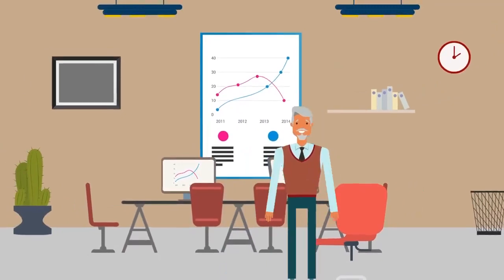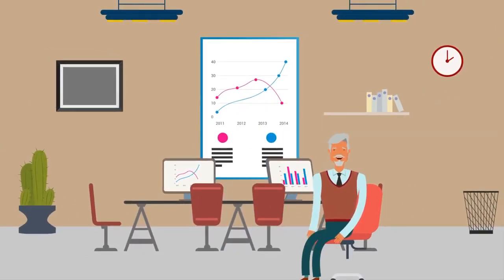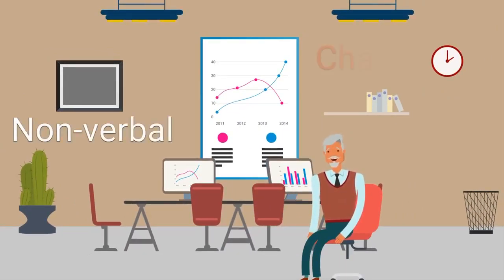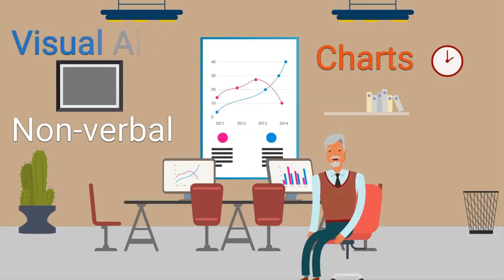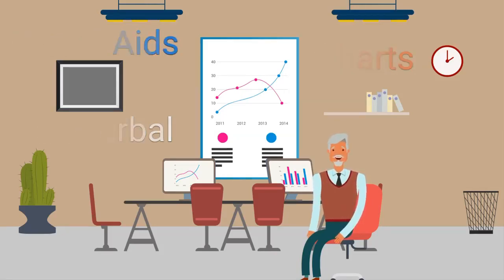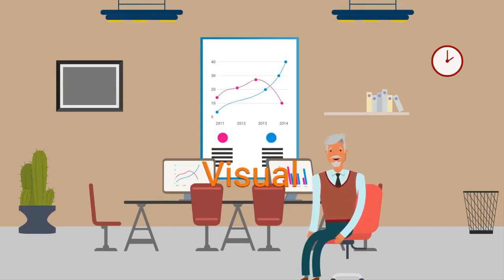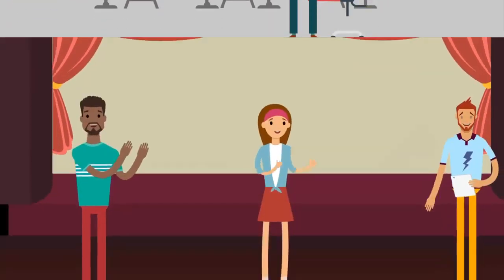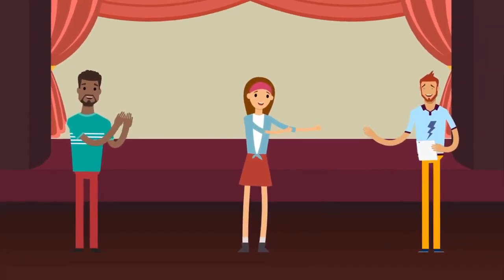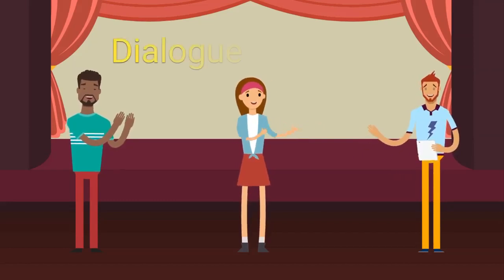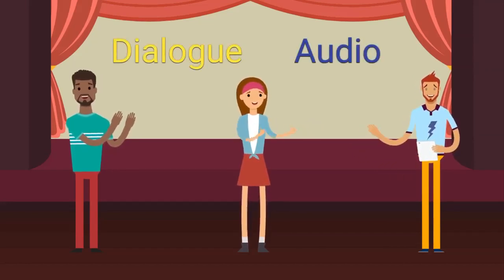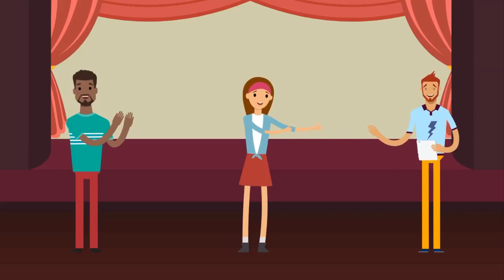Visual learners connect with the training they see, so they would pay more attention to nonverbal cues, charts, graphs, and other visual aids. Auditory learners remember the things they hear. Training that involves dialogue or audio presentations would be more engaging for the auditory learner.